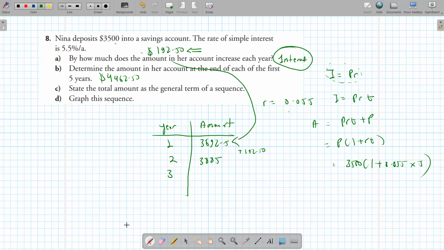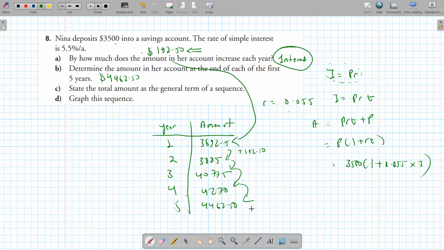What about year 3? We're trying to find the amount in her bank account after the 3rd year. You just add the interest to the previous. Yeah, exactly. So 3,885 plus 192.50 becomes 4,077.50. Fourth year, same thing, just add it. It's going to be 4,270, and then after 5 years, we already knew it. It's going to be 4,462.50. So you can see the amount is just going to go up by the same thing gradually every year.